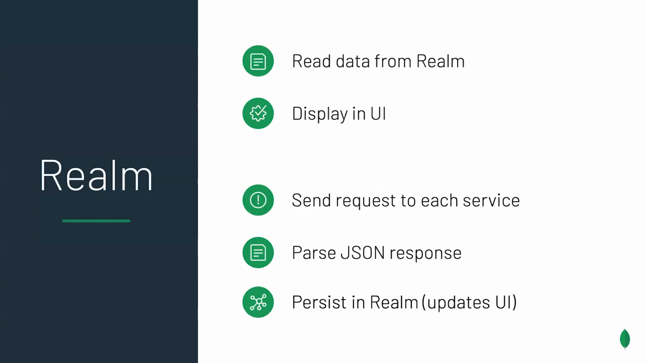In summary, the offline approach with a local Realm database consists of two phases. Read data from Realm and display it in the UI. On a background thread, at some predetermined interval, send requests to each of the services. Parse the JSON response and persist that data to Realm. Using Realm notifications, your UI can then react to the database update and display the latest data.